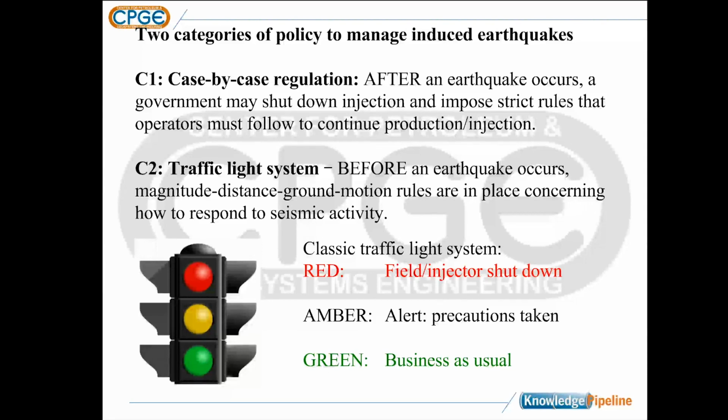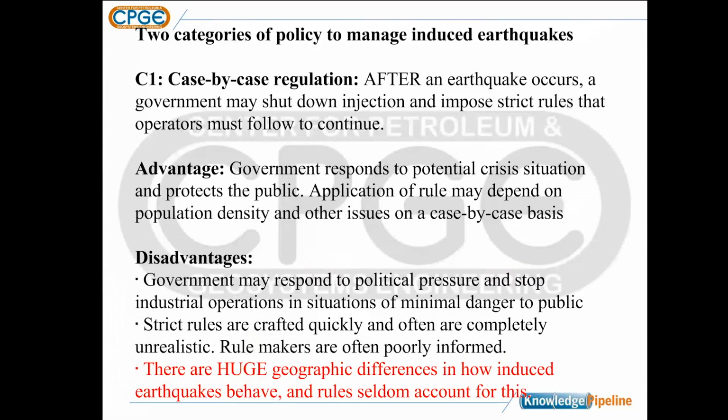That is, green is business as usual, but say when a magnitude 2.6 happens, you have to reduce the injection pressures, and then at a magnitude 3 or 4, for example, they have to shut down operations. Now, in terms of case-by-case regulation, the advantage is that a government responds to a potential crisis situation and protects the public. The application of the rule may depend on population density and other issues on a case-by-case basis.